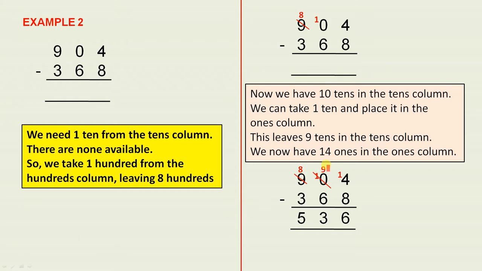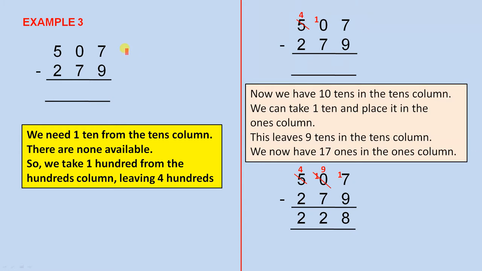We still have 9 10s here. So away we go with the subtraction. 14 take away 8 is 6. 9 take away 6 is 3. 8 take away 3 is 5. 536. Now I've got one more example for you. Let's have a look how that works.